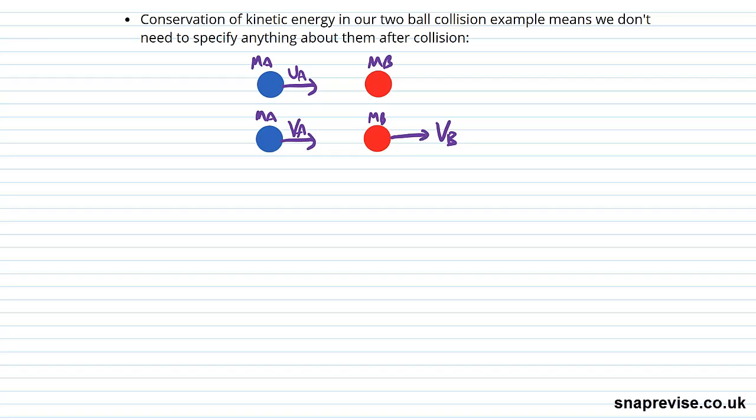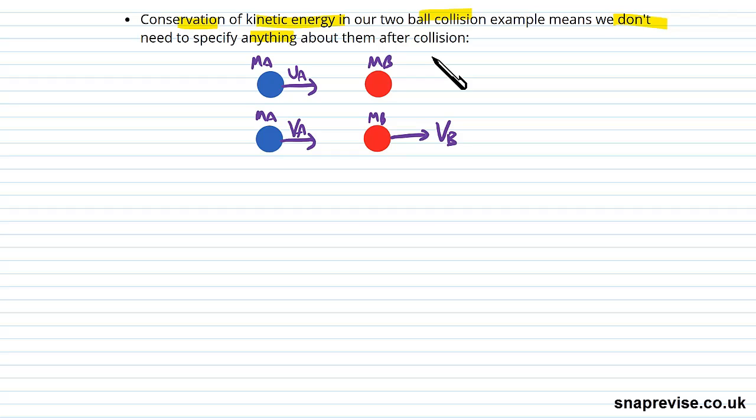So picking back up from where we left off, we can see that there's a really useful thing about elastic collisions, about kinetic energy being conserved, that really helps us solve collision problems. So conservation of kinetic energy in our two-ball collision example means that we don't need to specify anything about them after the collision. What does that mean?